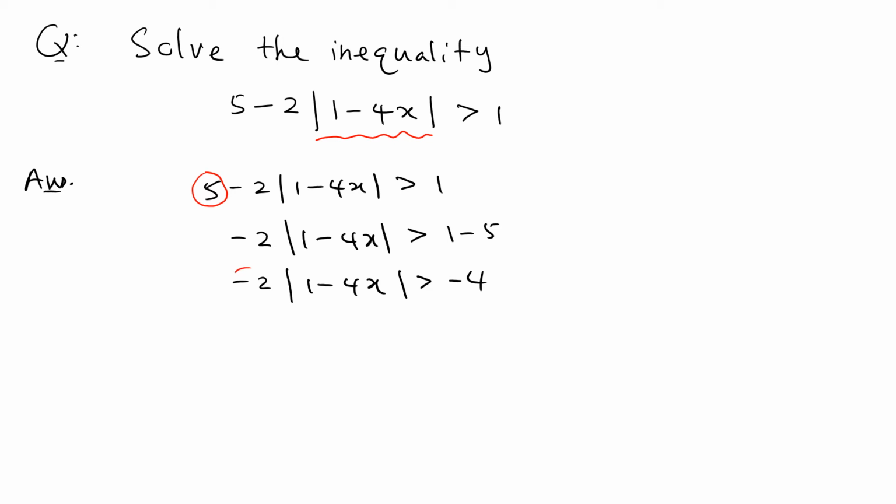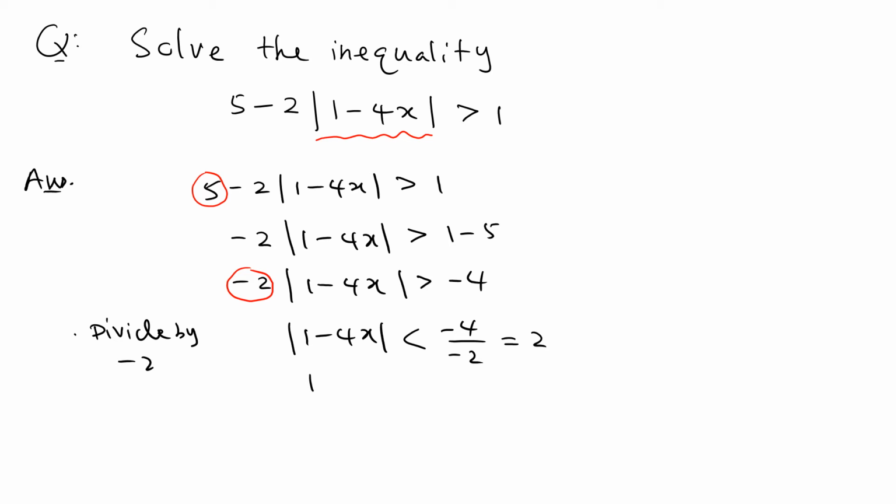Now we need to remove the negative 2. To do that, we divide by negative 2, but you need to be careful, because when you divide or multiply by a negative number, it flips the sign of the inequality. So we divide by negative 2, and we have the absolute value of 1 minus 4x on this side. Since we divided by a negative, we flip the sign, and negative 4 over negative 2 is equal to 2. So what we have now is the absolute value of 1 minus 4x less than 2.